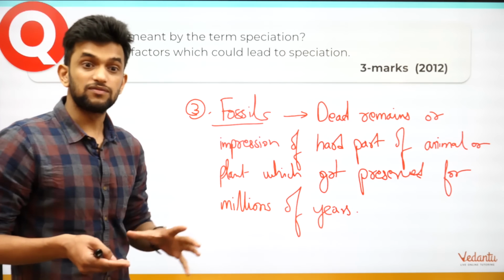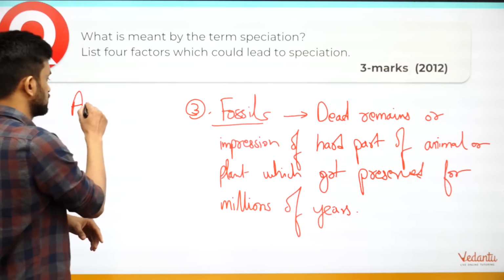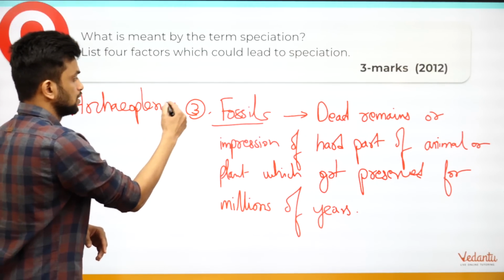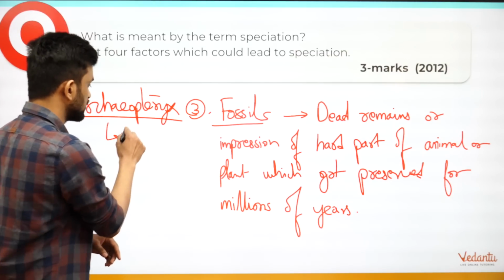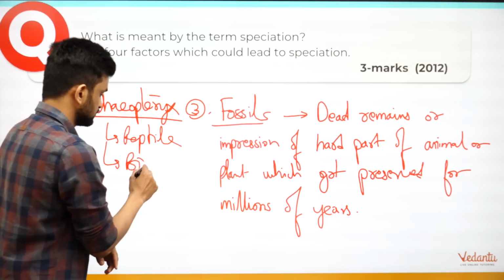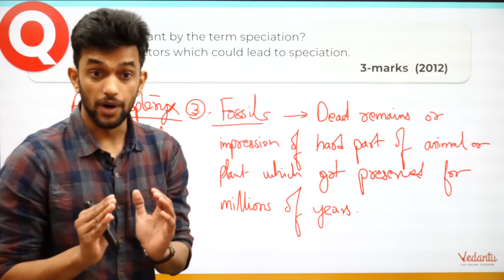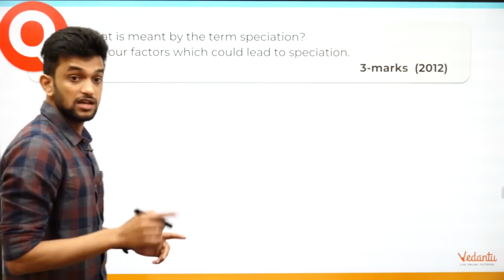This organism was present 1 million years ago. So as I told you, we have found Archaeopteryx fossil. It's very important. Okay, it has features of reptiles and birds. Yeah, this was my second evidence.